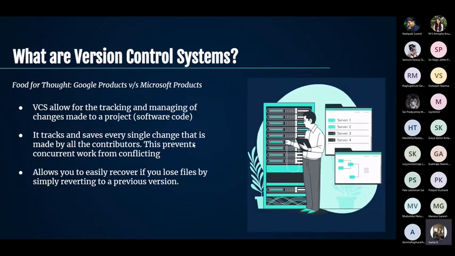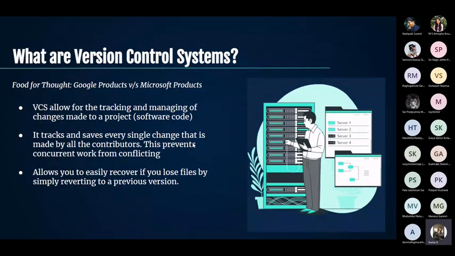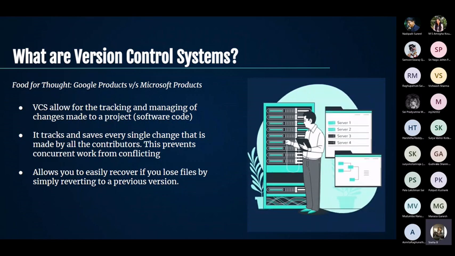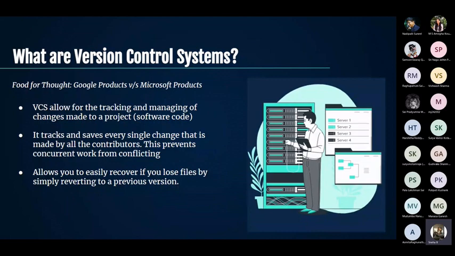So here we are. This is all about version control systems. Now, before I get started, I have a question for all of you. I'm sure many of you here in this audience have used both Google's products and Microsoft products. I'm sure you've used MS Word as well as Google Docs. So can any of you tell me what is the major difference you see in these two? Like one very prominent difference.